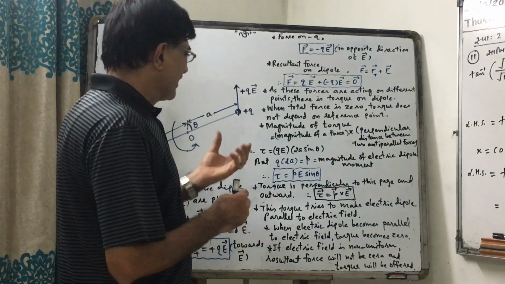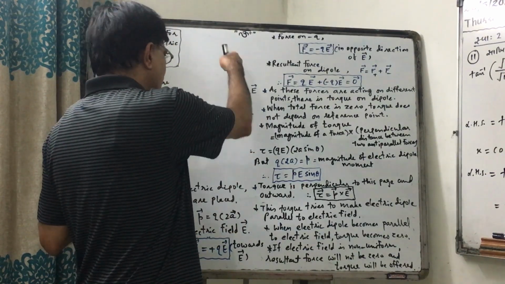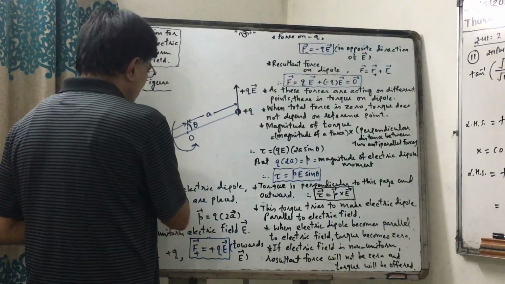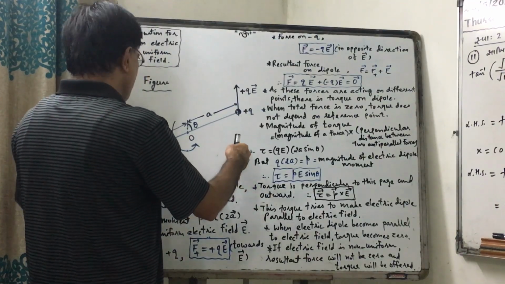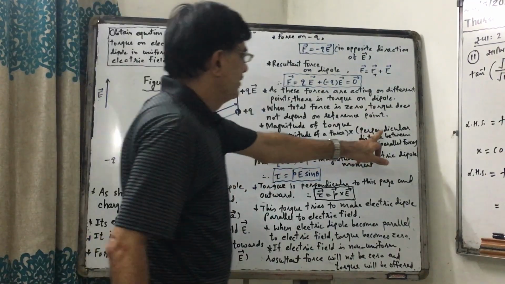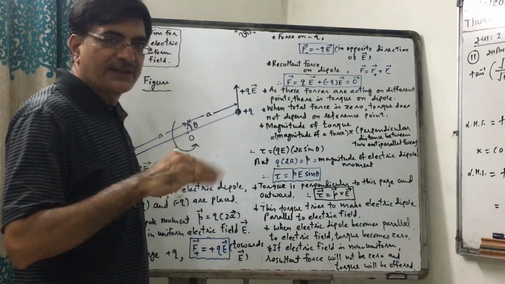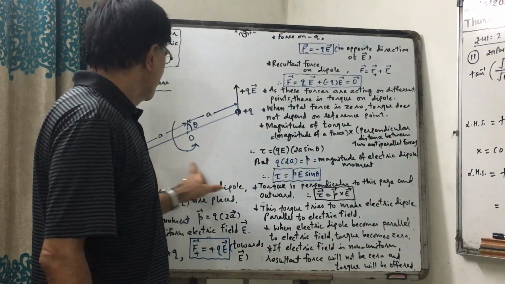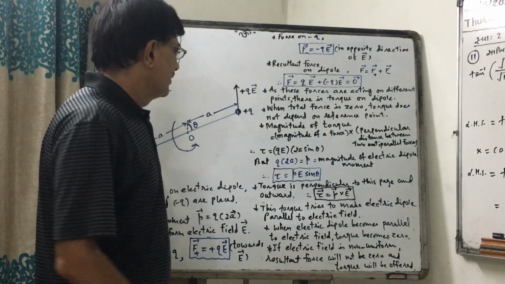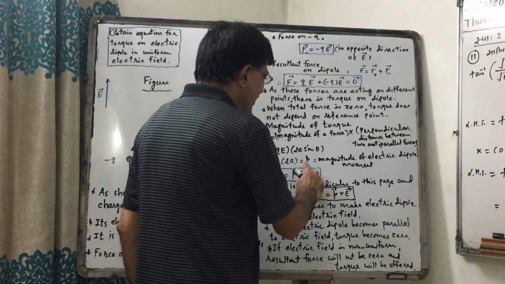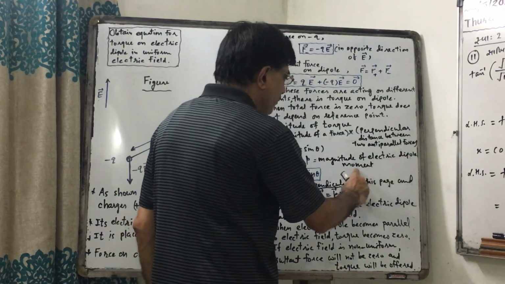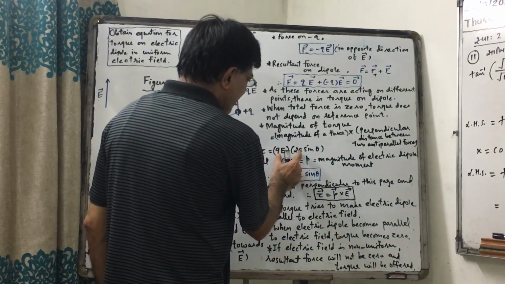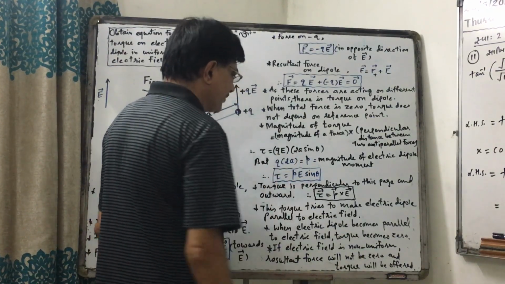It equals the magnitude of one of the forces multiplied by the perpendicular distance between the two anti-parallel forces. We have already discussed that the magnitude of force is QE and this distance is 2a sin theta. But we know that Q into 2a is P, the magnitude of electric dipole moment. So it can be written as P into E into sin theta.